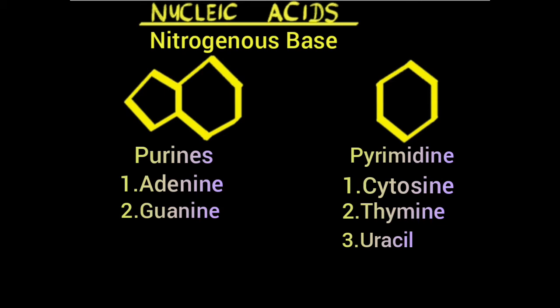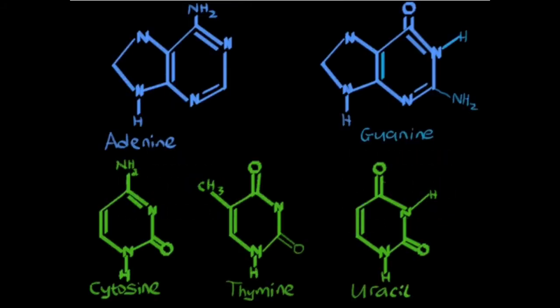Here are the structures of the purines and the pyrimidines that we listed above. The purines we have in blue and the pyrimidines we have in green. Notice that the purines, adenine and guanine, are double-ringed structures. Also, the pyrimidines are single-ringed structures. You have the cytosine, thymine, and the uracil.